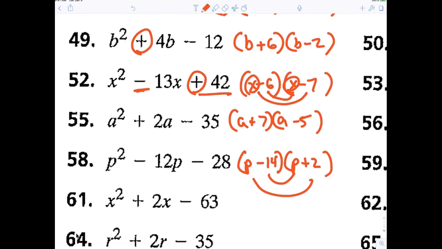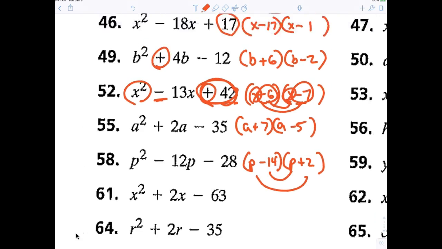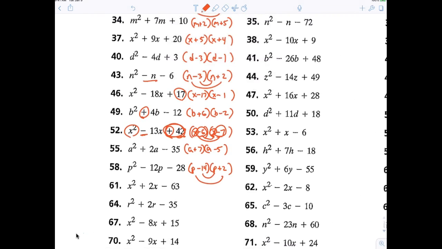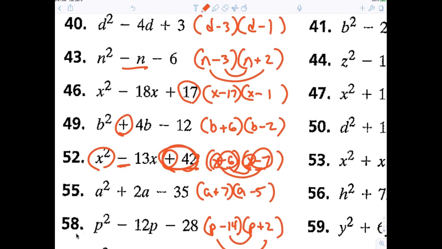x times x makes x squared. Negative 6 times negative 7 makes positive 42. So for number 33, when there's just a variable that's either positive or negative, you just treat that as a number. Yeah, negative 1.